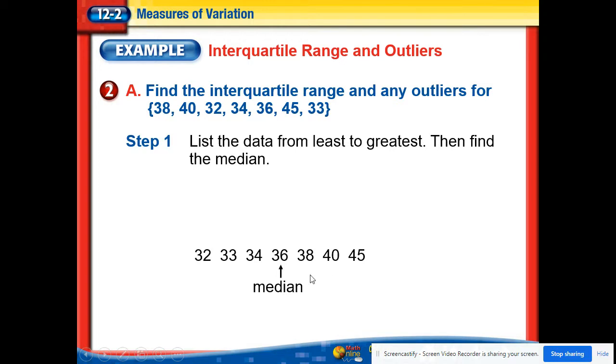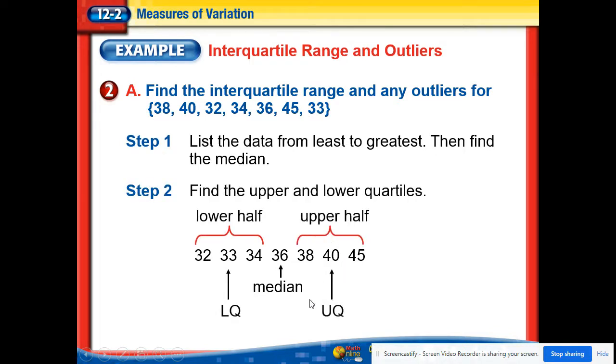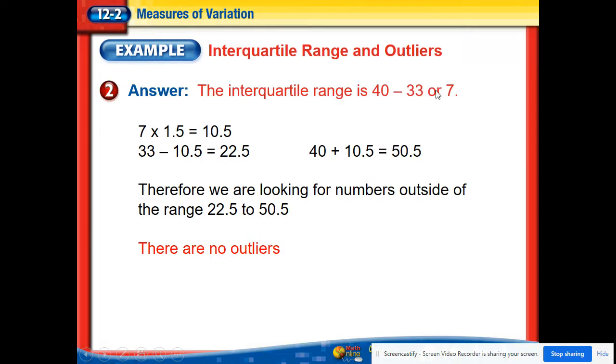On the upper side, we have to do the same thing. The middle of these 3 is 40. That's our upper quartile, or our Q3. So find the upper and lower: lower quartile, or Q1, is 33, and upper quartile is 40, or Q3. And then we just subtract them. 40 minus 33 is just 7, so our IQR is 7.